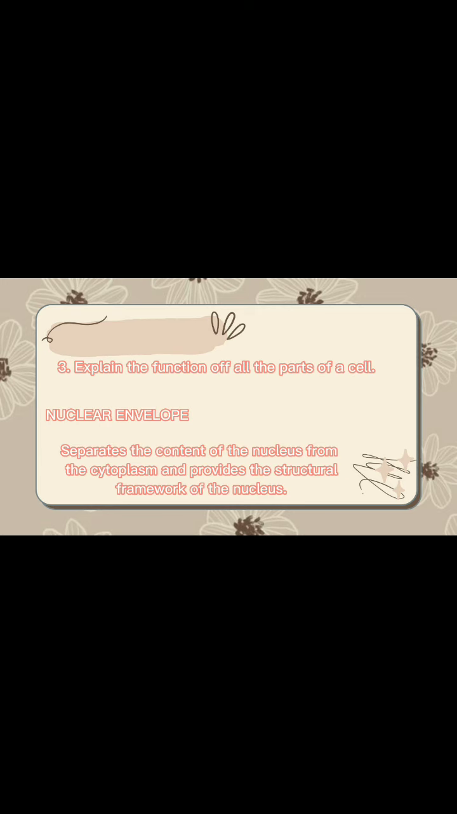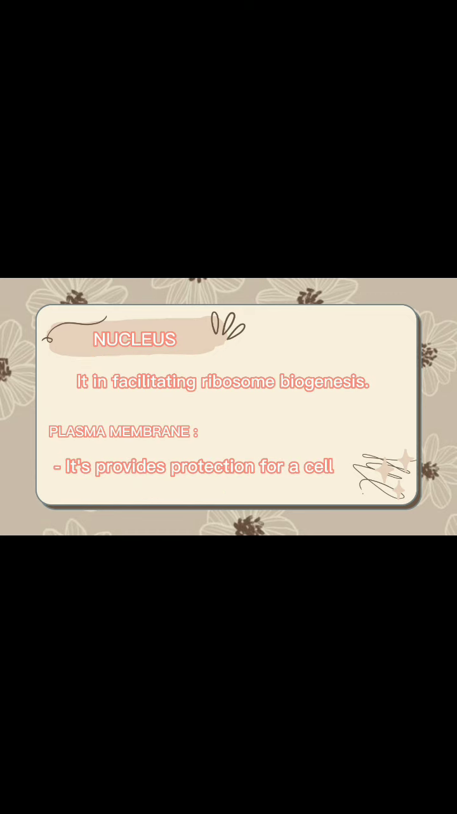Explain the function of all the parts of a cell. Nuclear envelope. It separates the content of the nucleus from the cytoplasm and provides the structural framework of the nucleus. Nucleus. It aids in facilitating ribosome biogenesis. Plasma membrane. It provides protection for a cell.